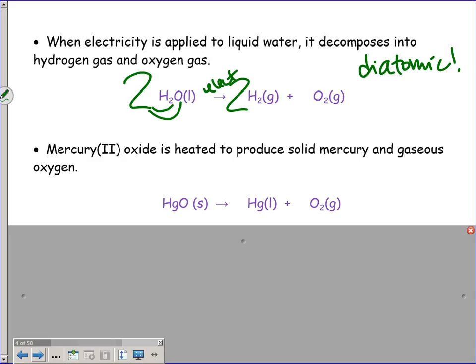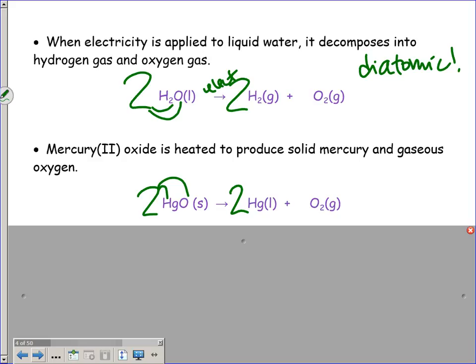What's my only thing that's not balanced? Okay, so what would I add according to this equation? 2. So a 2 in front of the reactant, mercury(II) oxide. And then that 2 applies to oxygen and mercury. So then I need 2 in front of mercury.